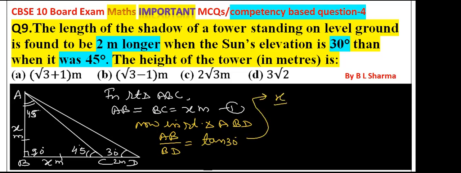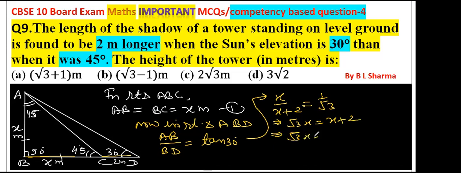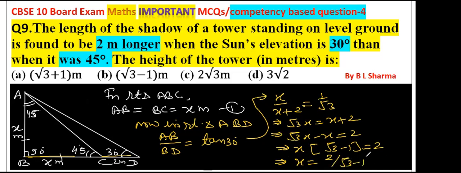AB is x, BD is x plus 2, and tan 30 is 1 by root 3. On cross multiplication, root 3 x is x plus 2. Further, bring x to one side, that is 2. Taking x common, x times (root 3 minus 1) is 2. So further we can write x is equal to 2 upon root 3 minus 1.